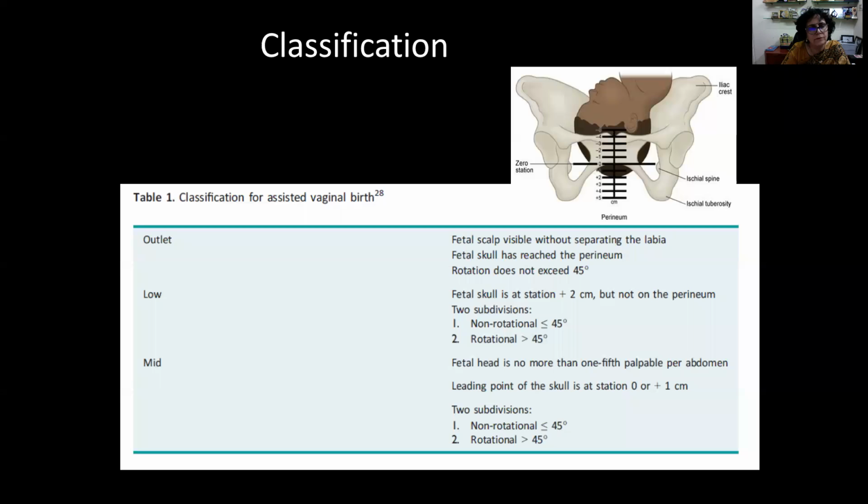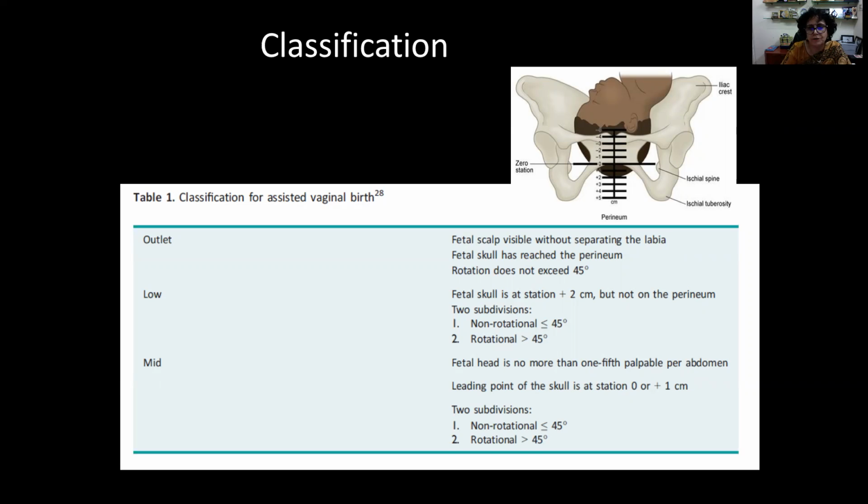There's the outlet, low and mid. What is outlet? When the fetal scalp is visible without separating the labia, the fetal skull has reached the perineum, and rotation does not exceed 45 degrees. Then the low assisted vaginal birth: the fetal skull is at the station of plus 2 centimeters, but not on the perineum.